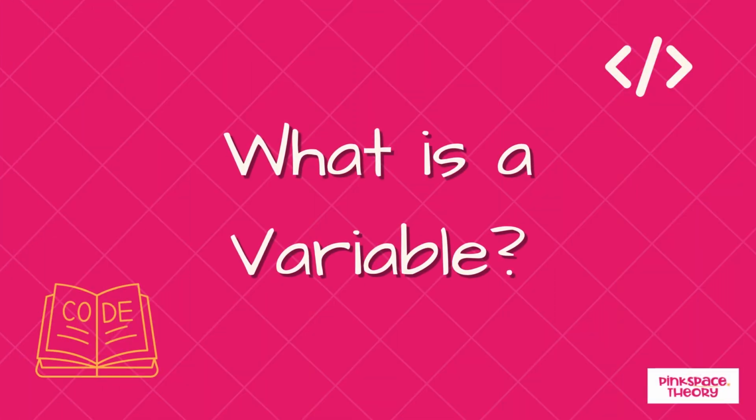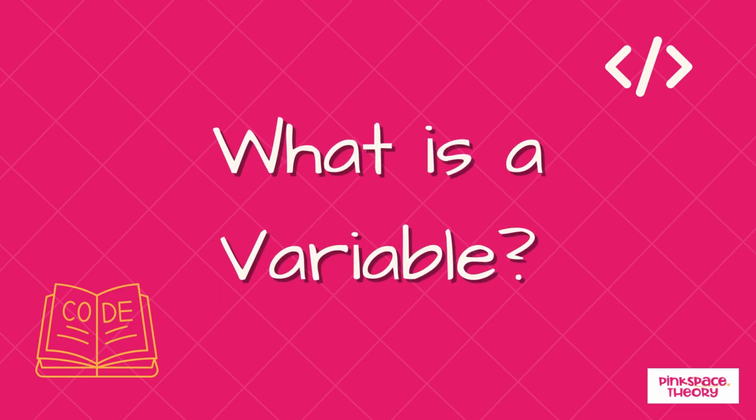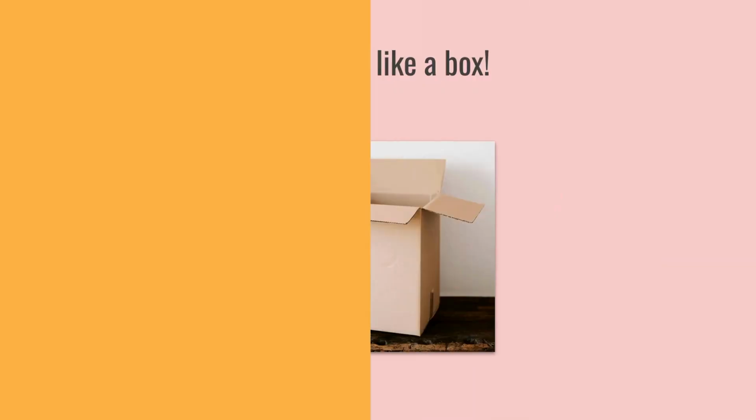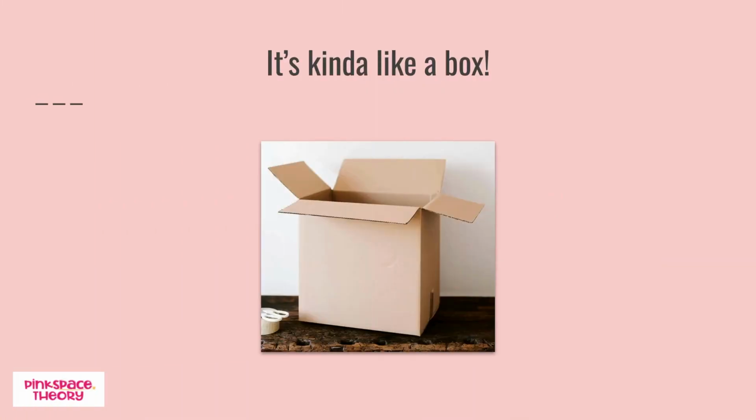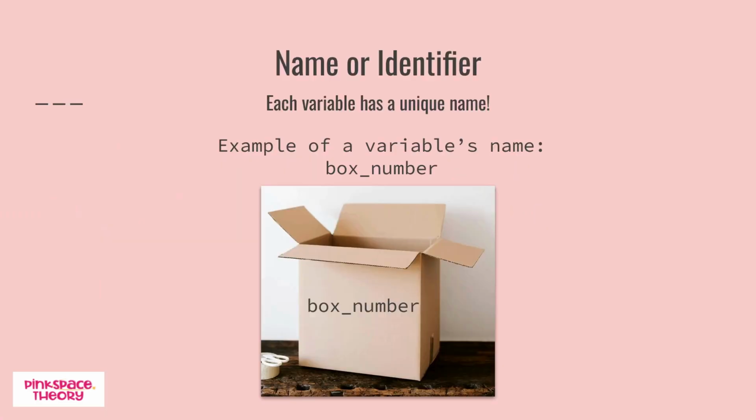What is a variable in coding? My name is Stefanos Anias, and here's an easy way to understand variables. They are kind of like boxes, but very special boxes that have three key characteristics: a name, a value, and a type. The name is like a unique identifier of the box.